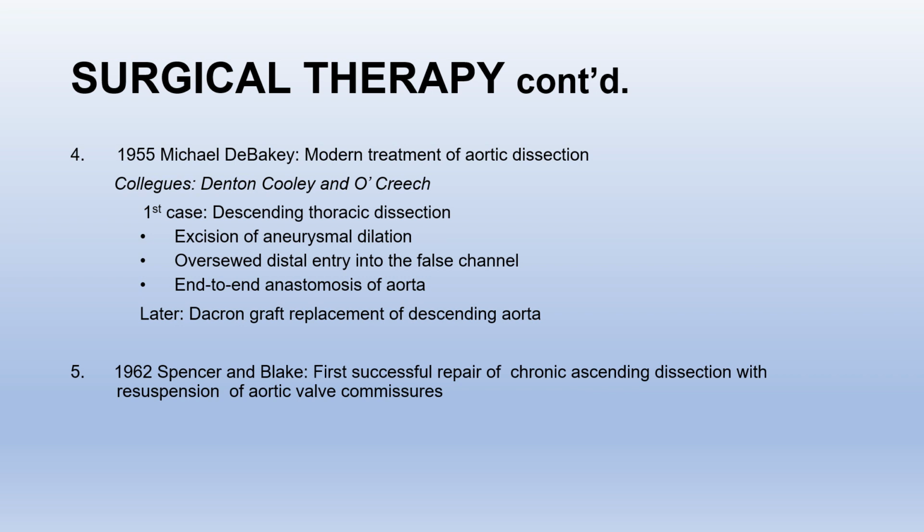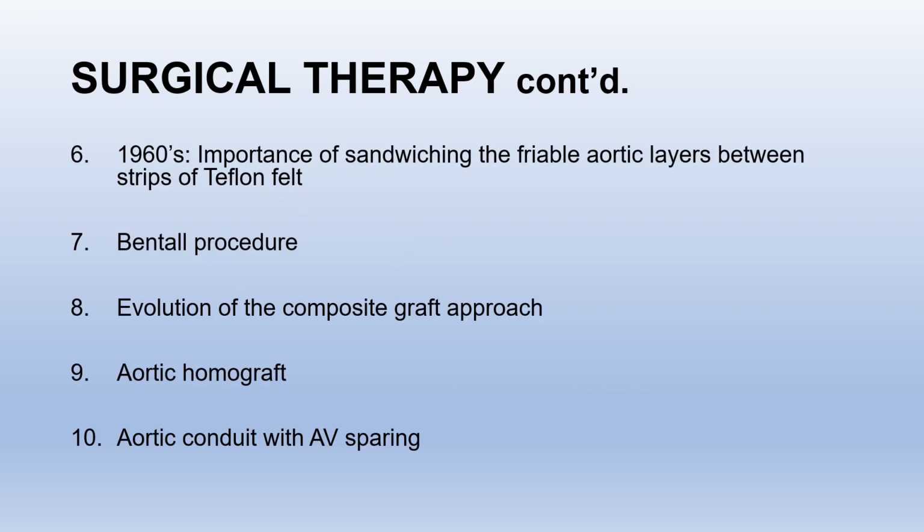First case of descending thoracic dissection: excision of the aneurysmal dilatation, oversewing the distal entry into the false channel, end-to-end anastomosis of the aorta. Later, Dacron graft replacement of the ascending aorta. In 1962, Spencer and Blake performed the first successful repair of a chronic descending dissection with resuspension of the aortic valve commissures. In 1960, the importance of sandwiching the friable aortic layers between strips of Teflon felt. Bentall procedure: evolution of the composite graft approach, aortic homograft and aortic conduit with AV sparing. Thank you.